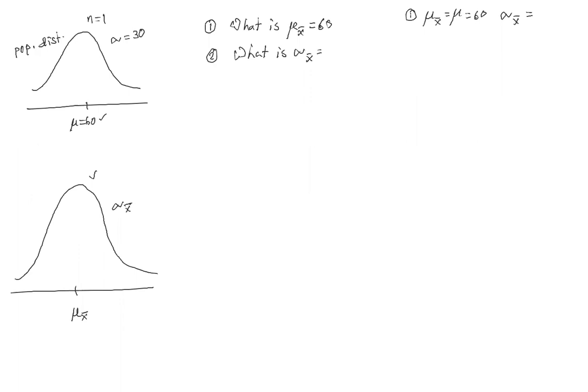Six. Yeah, that hasn't changed really, because sigma sub x bar according to the central limit theorem is sigma divided by square root of the sample size. Sigma is still 30, divided by sample size, still 25, which is 30 over 5, which is 6. So sigma sub x bar is 6.